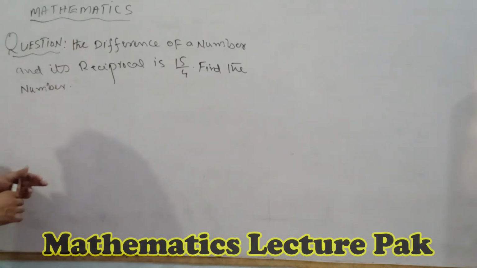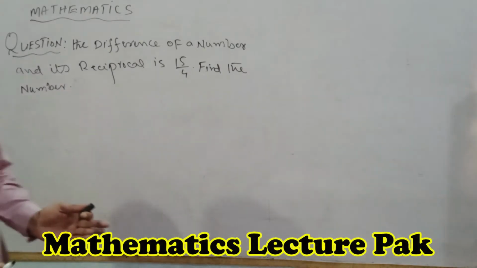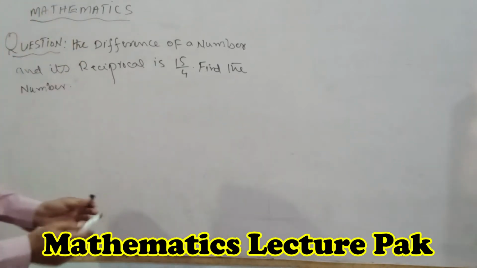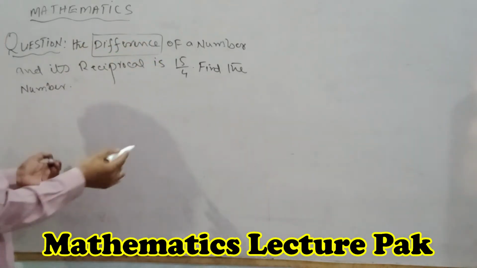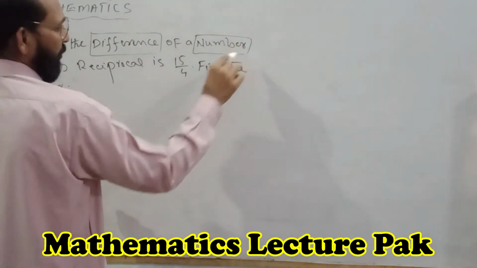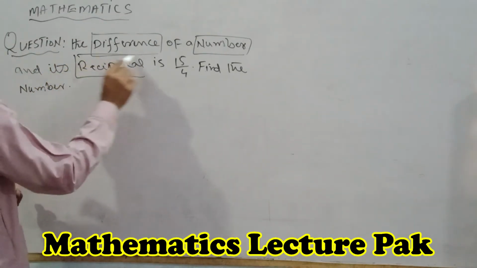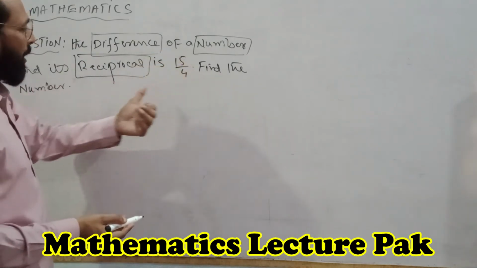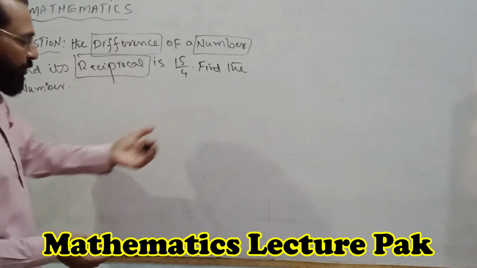The difference of the number and its reciprocal is 15/4. Find the number. Okay. The statement of the question consists of two parts. The difference. First of all, we take the difference of the number which we can suppose as x, and its reciprocal. Any number we can suppose x, with any number we take its reciprocal. Okay, you know that the statement of the take of the reciprocal.